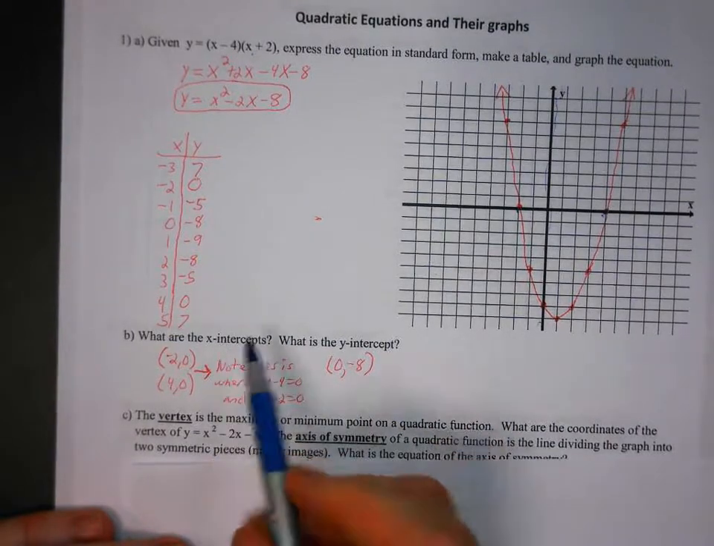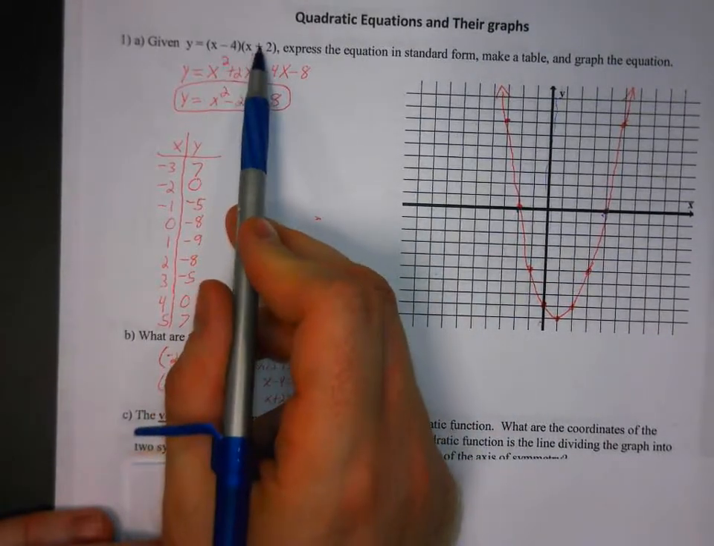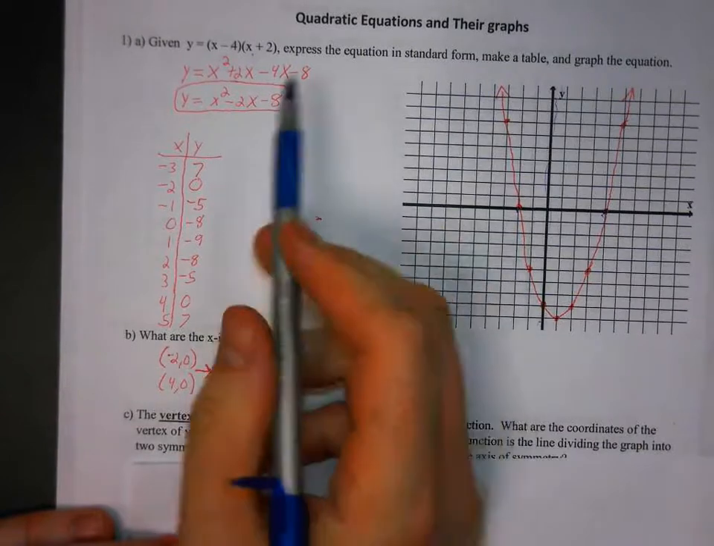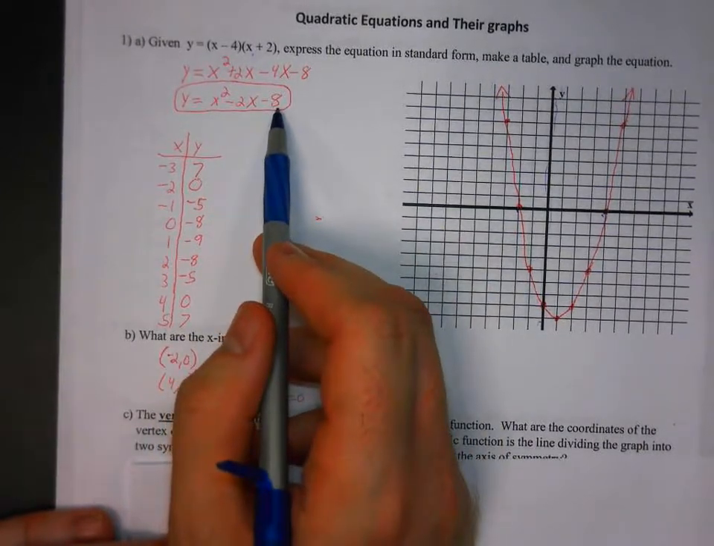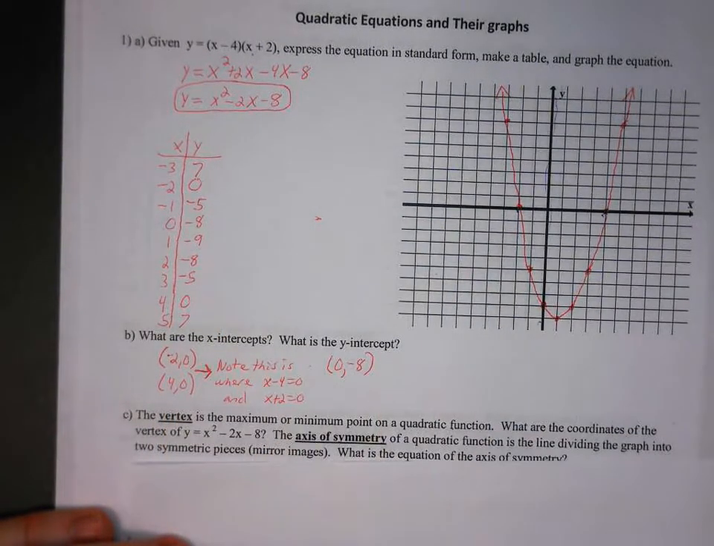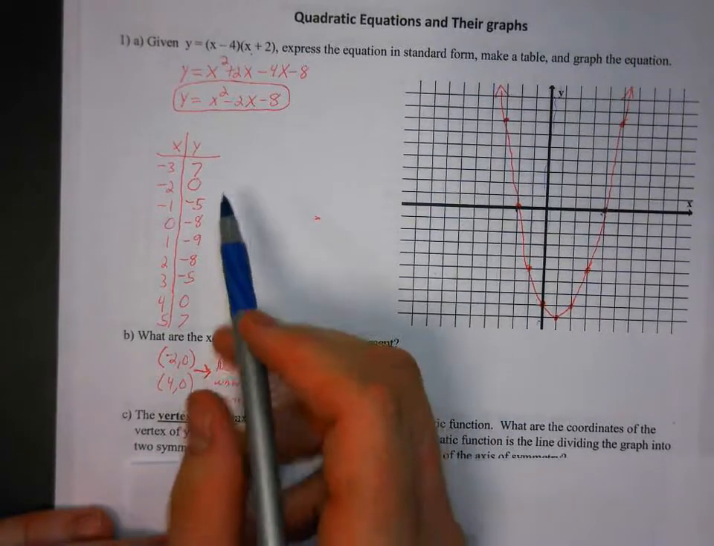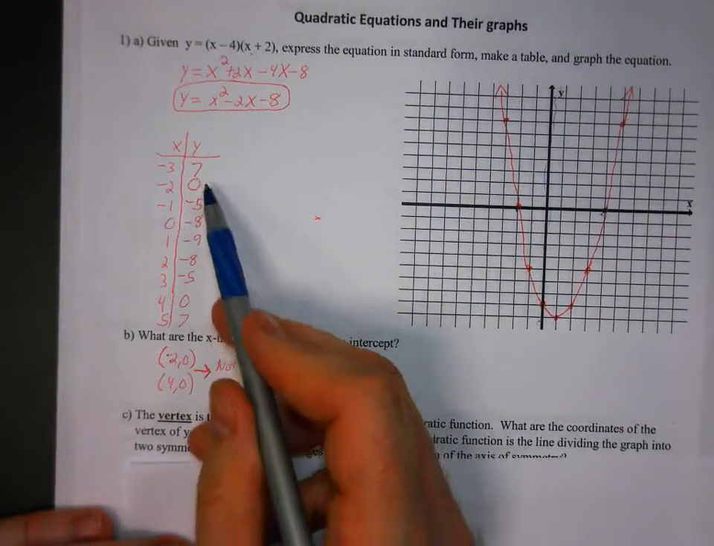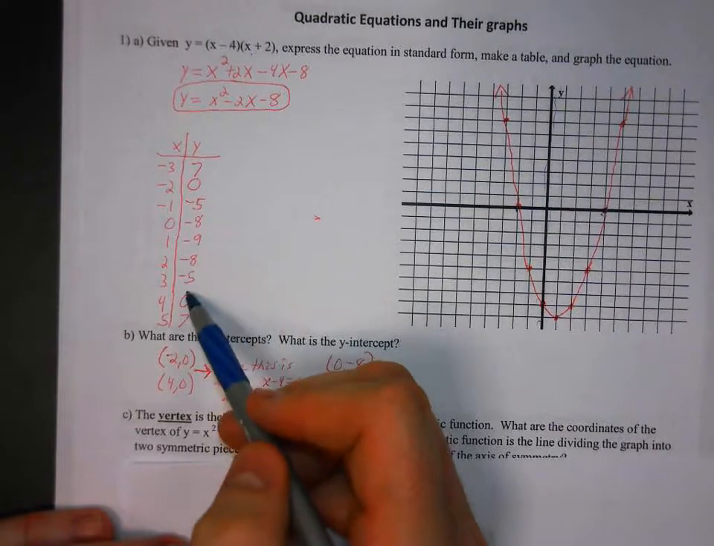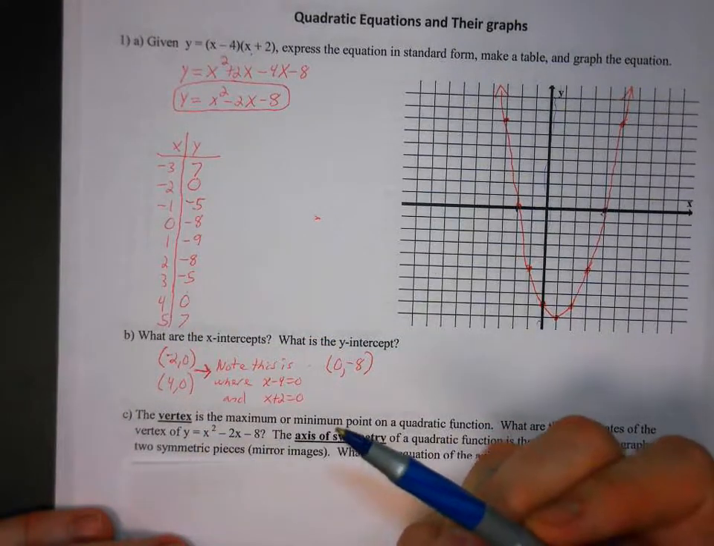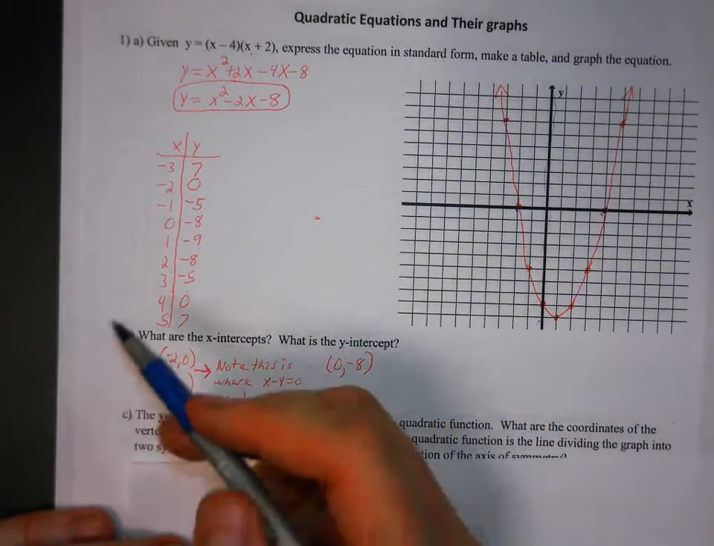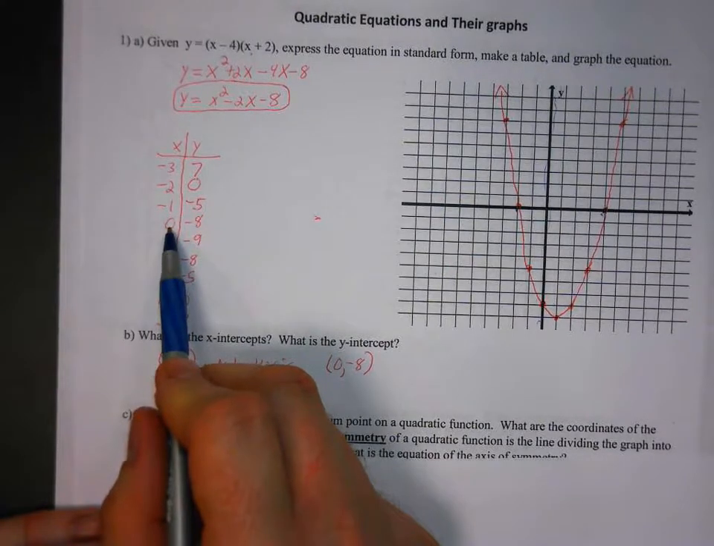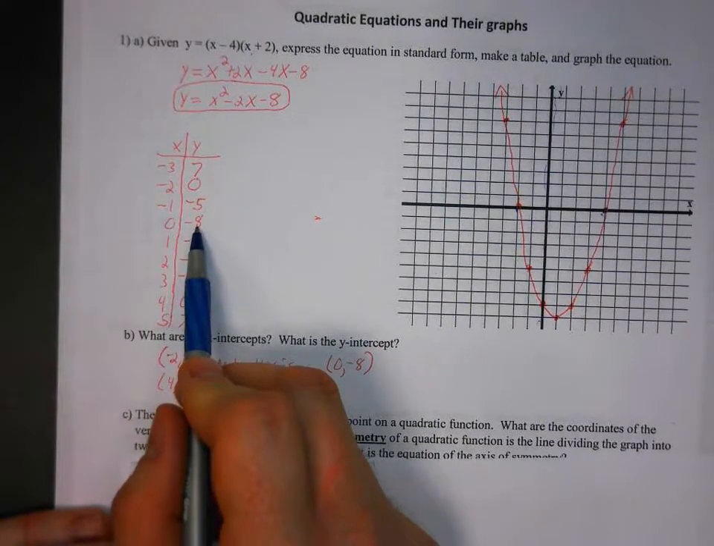So the x-intercepts are easy to find when you have the factored form, and the y-intercept is easier to find in the standard form. It's basically your c value. Also notice with the x-intercepts, that is when the y value is 0 in your table. That happens at -2 and +4. The y-intercept is when the x value is 0, so it's (0, -8).